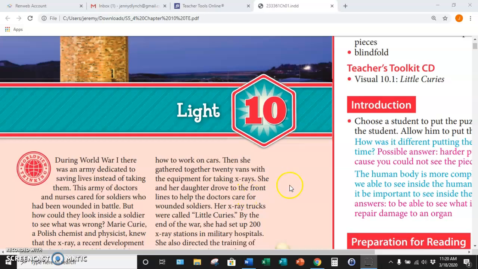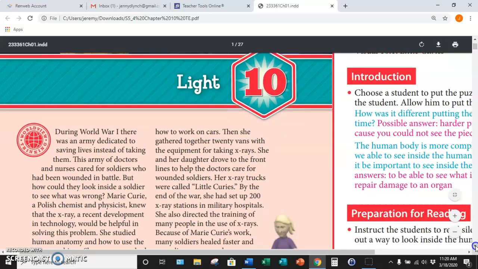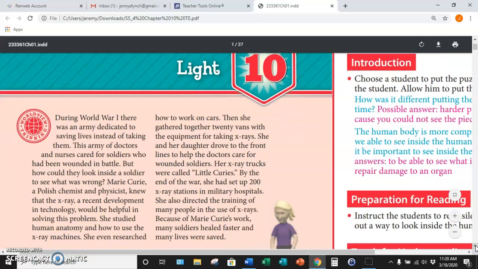We're going to be starting today on page 237 in your science books. You can either follow along with your science book or you can just watch this video because I'm going to pull up every page for you so you can see. We're going to be starting our light chapter, which is chapter 10. We just finished our sound chapter right before everything went crazy. So chapter 10, light.